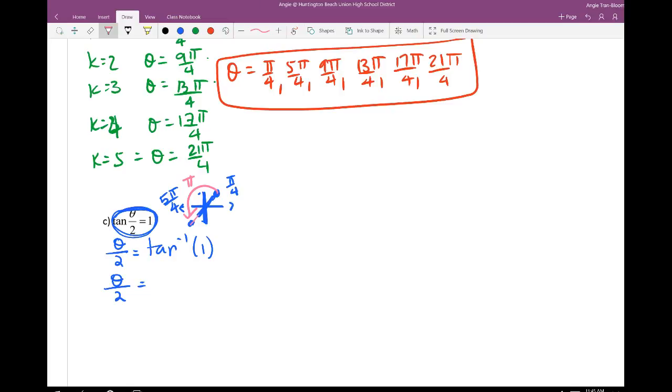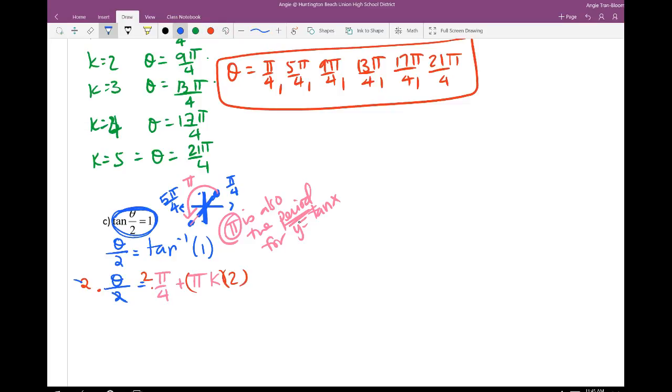Why do I add a pi? Because pi is also the period for y equals tangent of x. So you can see I'm adding pretty much the period for each of these equations. So pi over 4 plus pi, because that's the period. And then we add k at the end because we will have to define what k is. But I still have to solve for theta by multiplying everything by 2, okay?